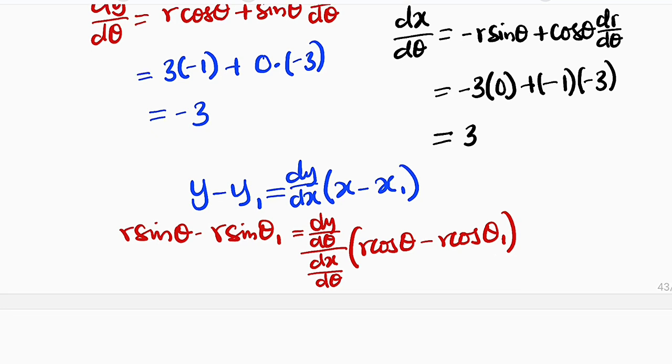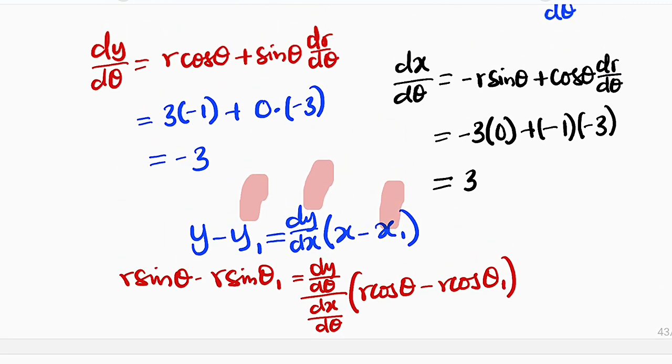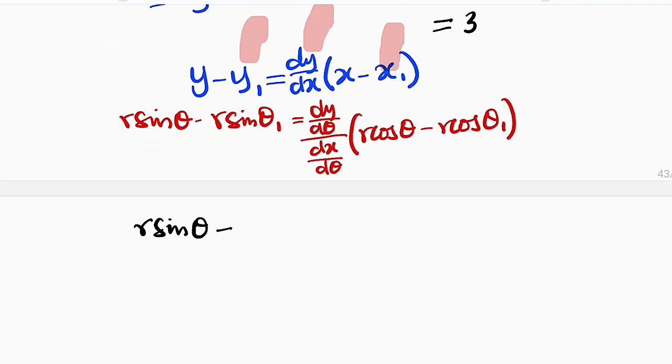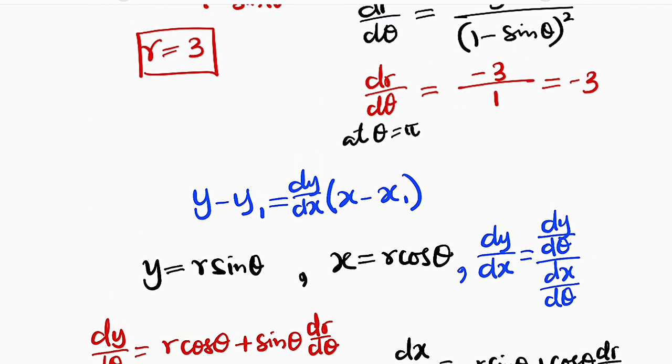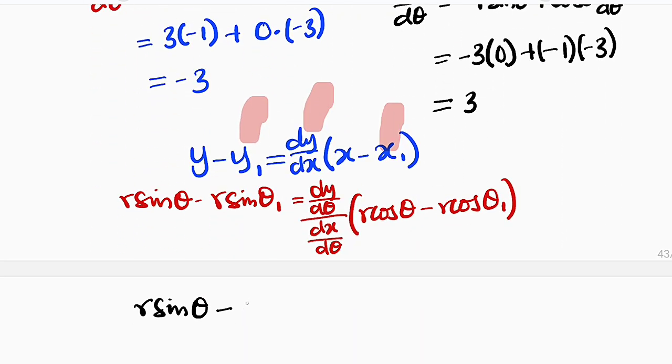And we are done. Let us substitute everything. The only things we are going to substitute are these. So y will remain r sine theta, minus r sine theta 1. Do we have r sine theta 1? Even if we don't have it, I know the value of r. The value of r is equal to 3. You can see that here. So we have 3 multiplied by sine of pi, which is equal to 0.